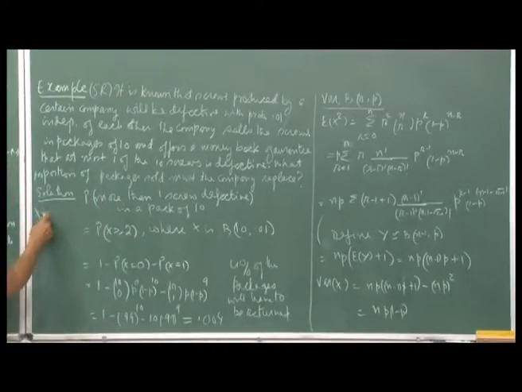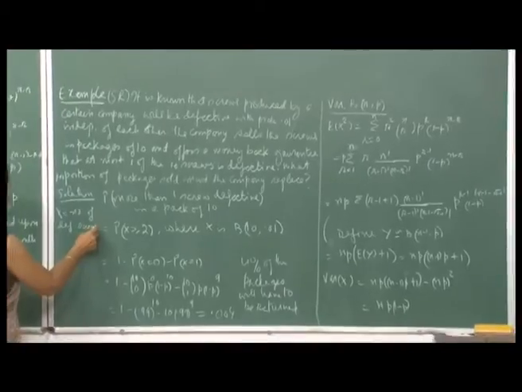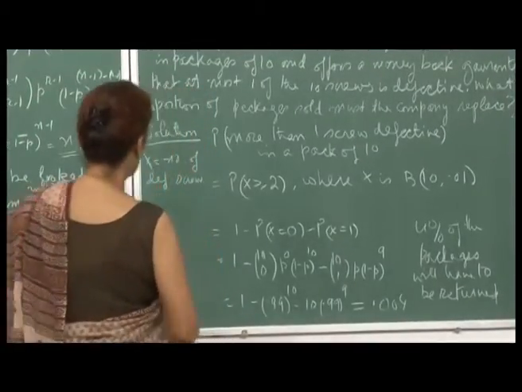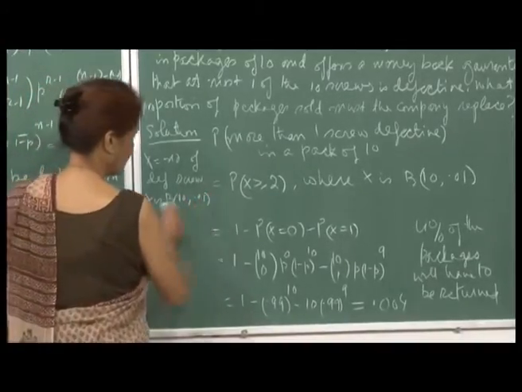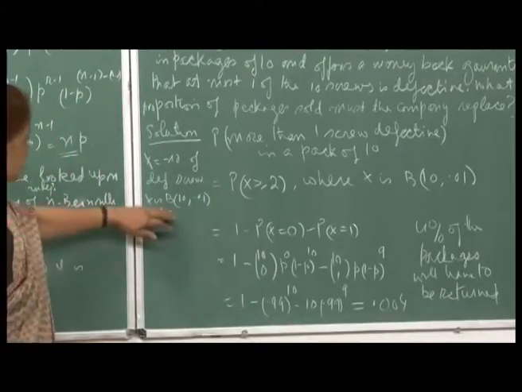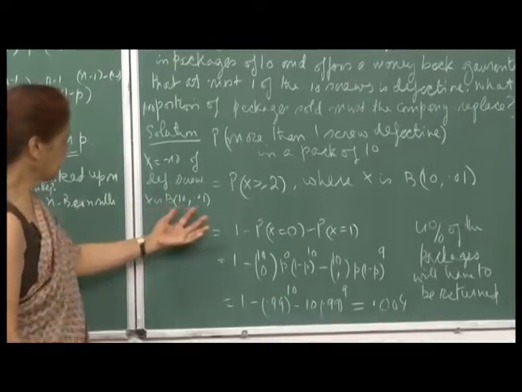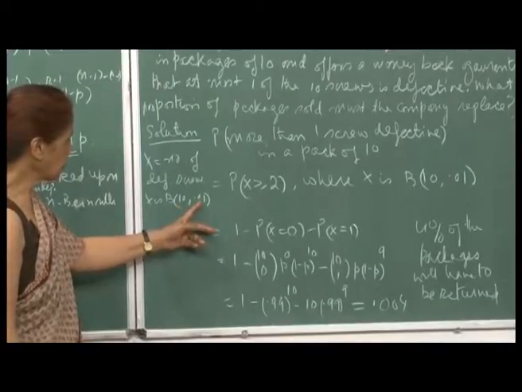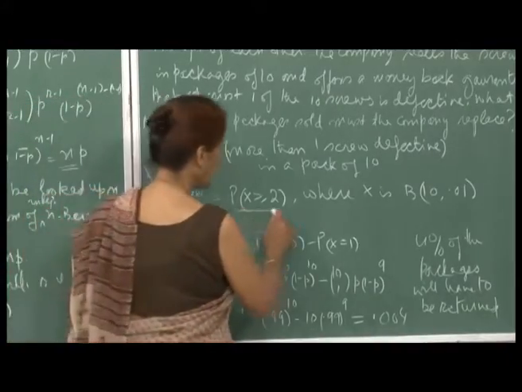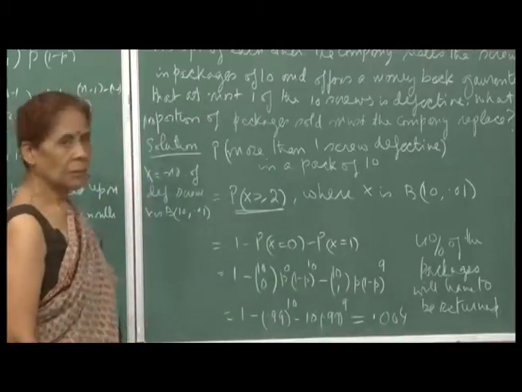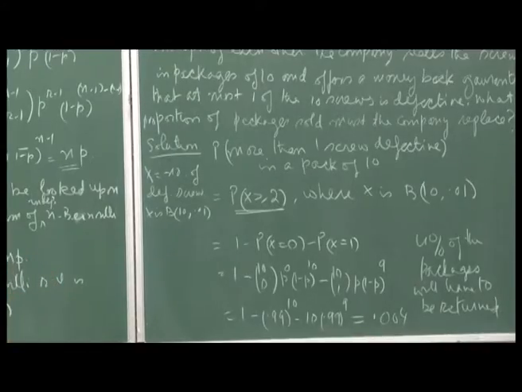So, you want to find, if x is the number of defective screws, then x is binomial (10, 0.01). Yes, because we are treating a defective screw as a success. So, therefore, in a package of 10, the probability is 0.01. So, this is binomial (10, 0.01), and you want to find the probability that x is greater than or equal to 2, because when x is greater than or equal to 2, the package will be returned and the money refunded, right.